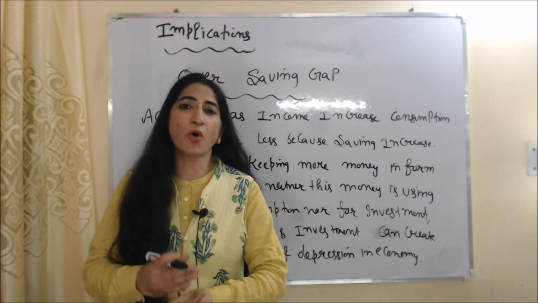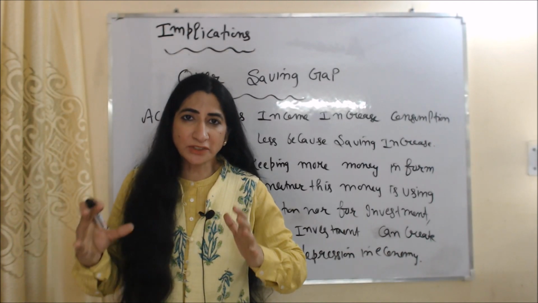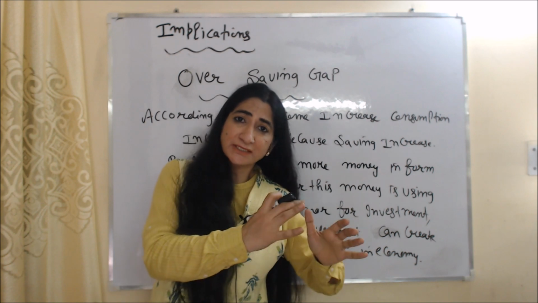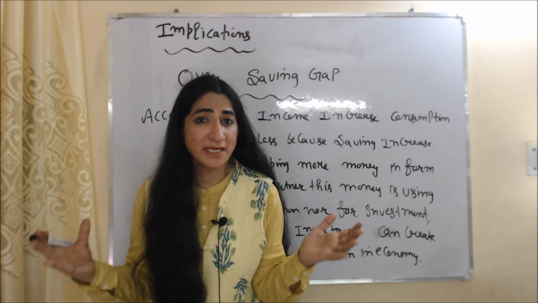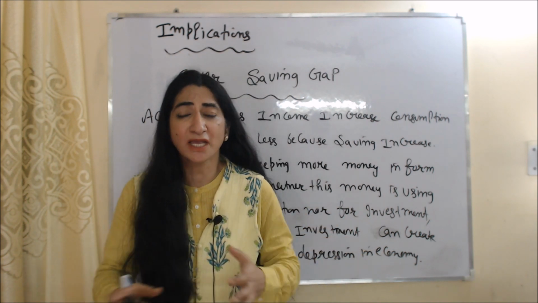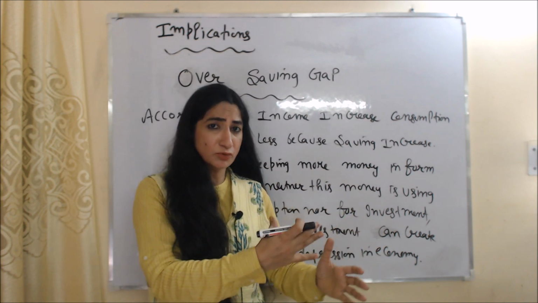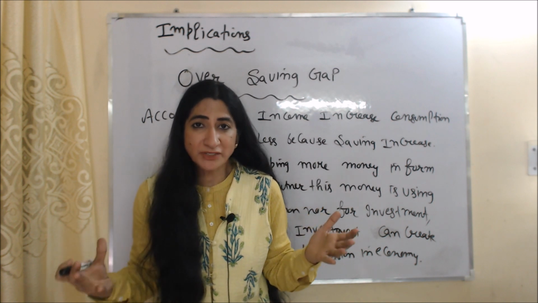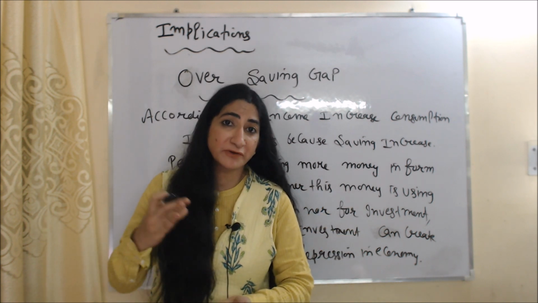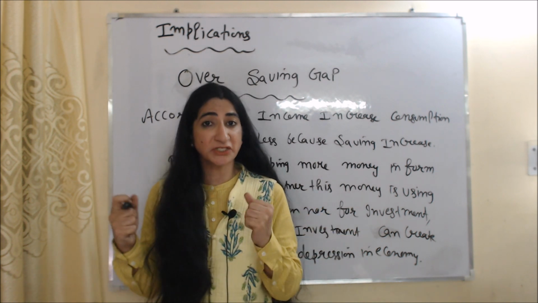The next implication is the over-saving gap. According to this law, the increase in consumption is less as compared to the increase in income, because people start saving. If people are keeping more money in the form of saving, it means this money is used neither for consumption nor for investment, and lack of demand and lack of investment can create a situation of depression in the economy.